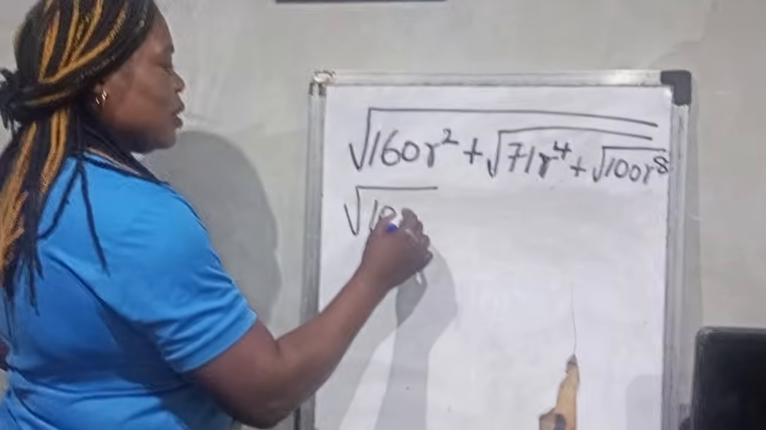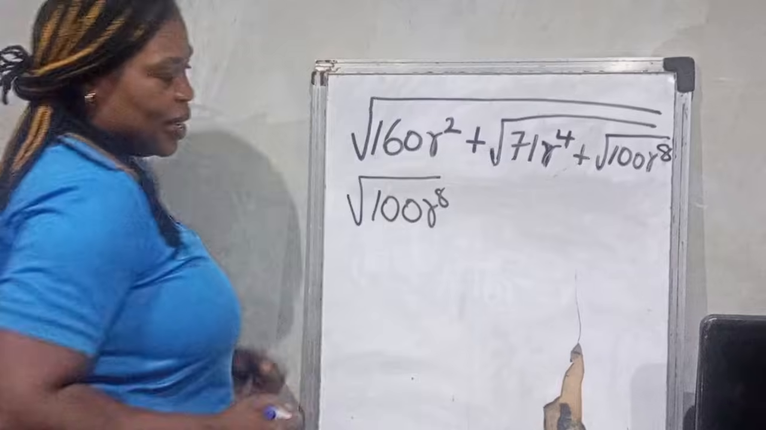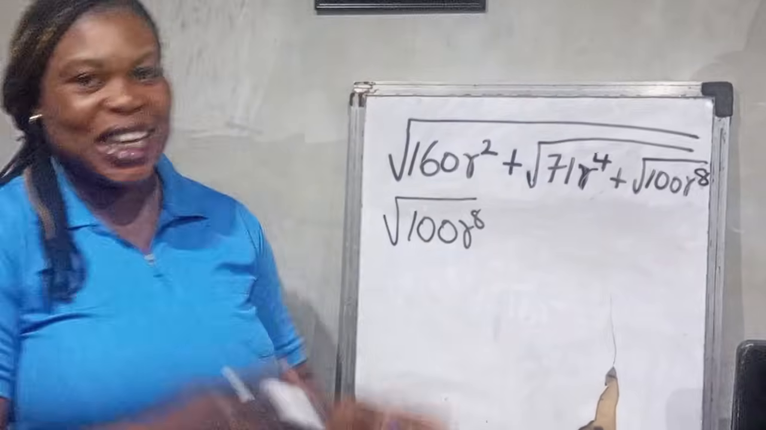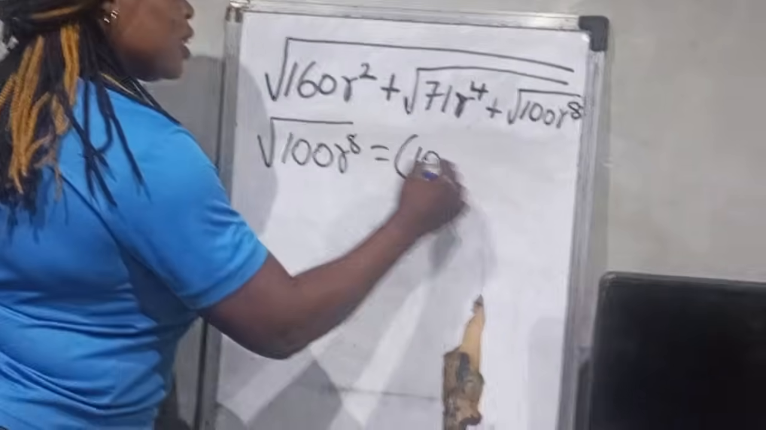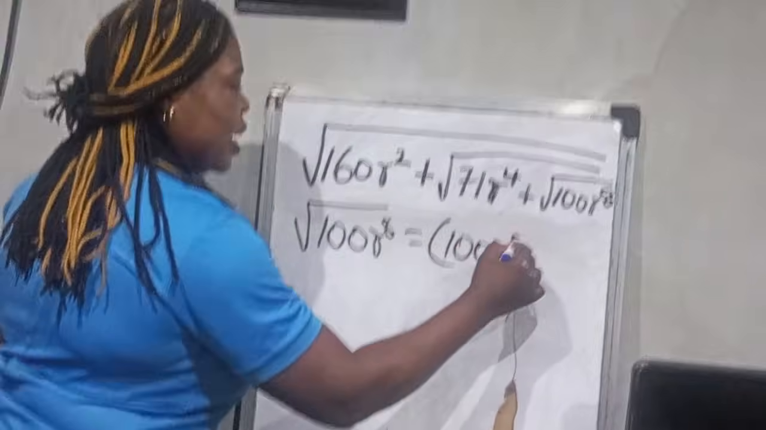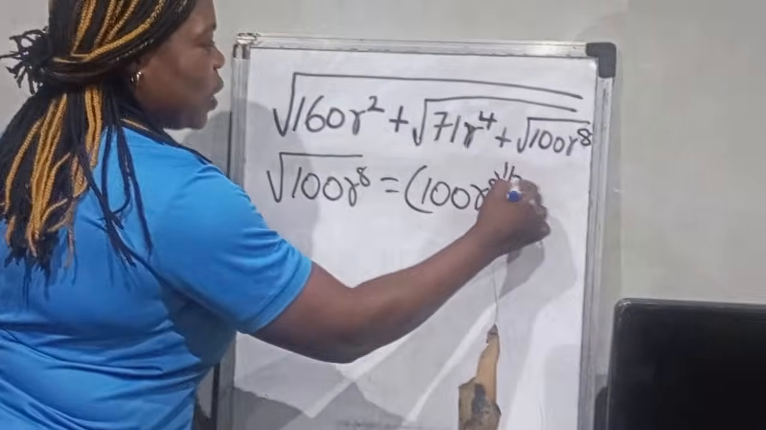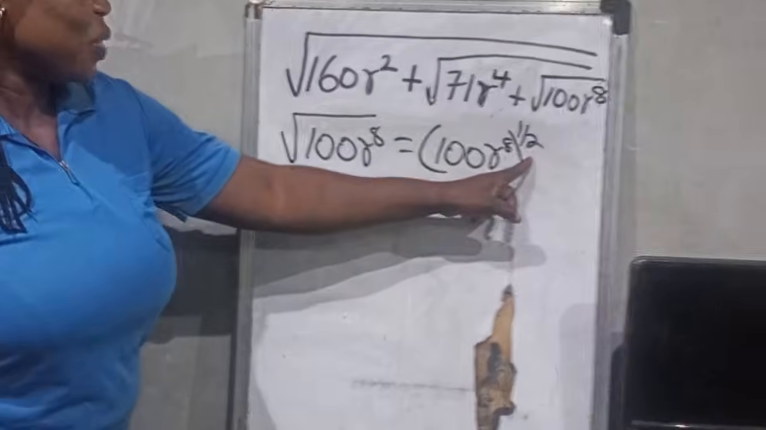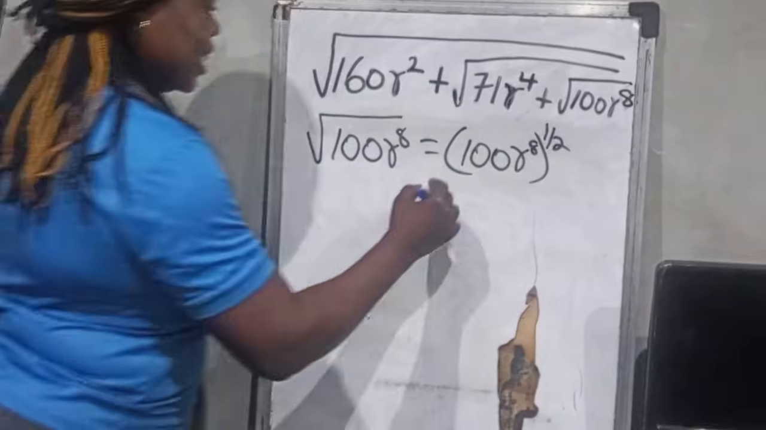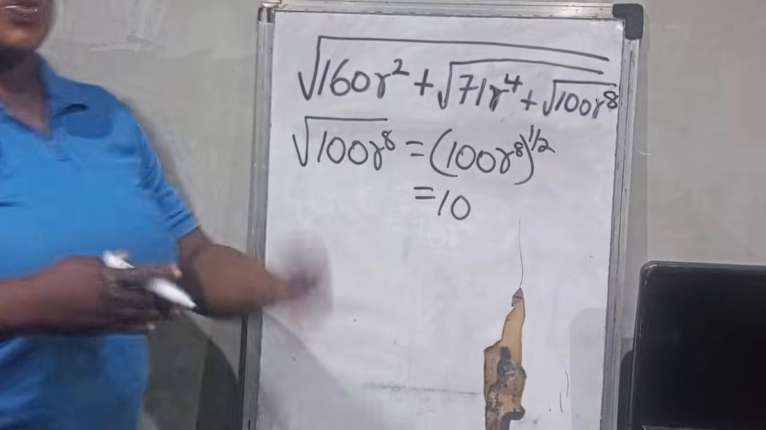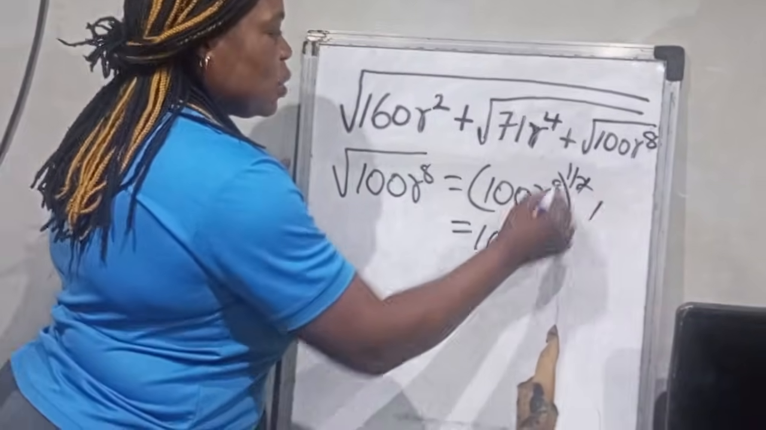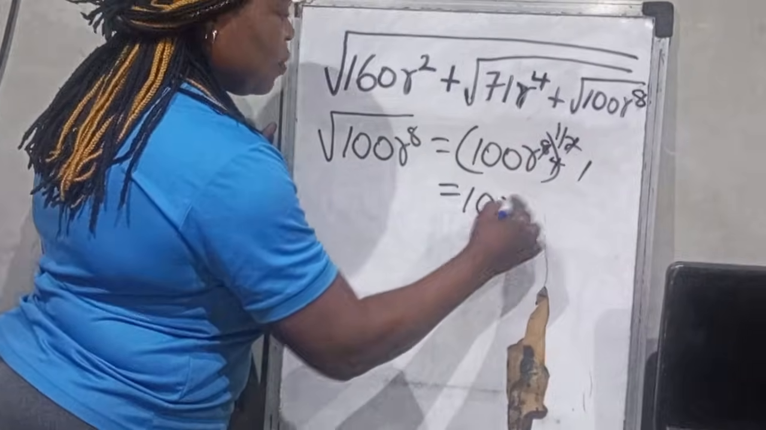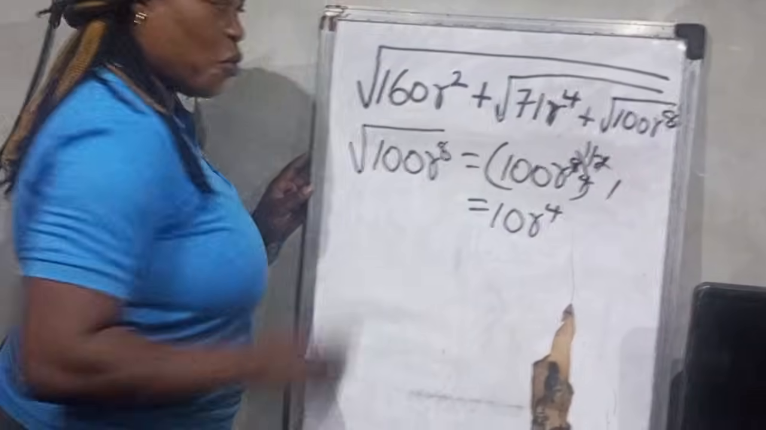So if you have square root of 100r raised to power 8, you can change the square root to power, and that is raised to power 1 over 2. So let's put it like this: (100r raised to power 8) raised to power 1 over 2. If you find square root of 100, you are going to get 10. Just like 10 raised to power 2, then 2 cancels 2. Just go straight to that. And 2 here will give us 1, 2 here will give us 4. So we have 10r raised to power 4.